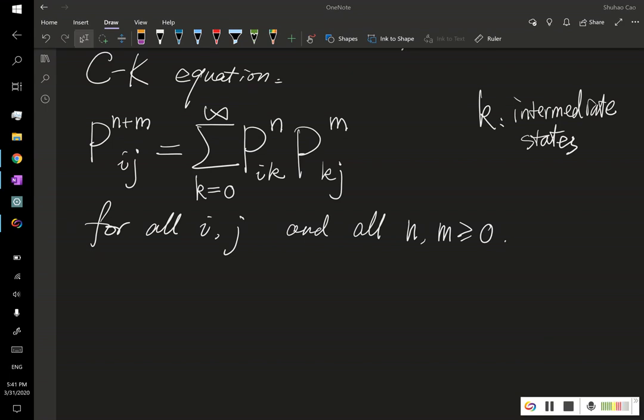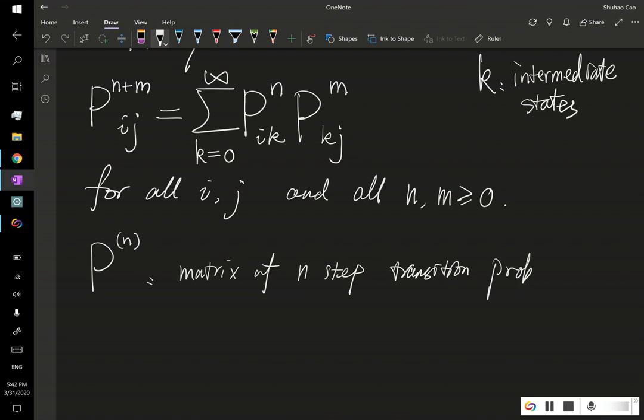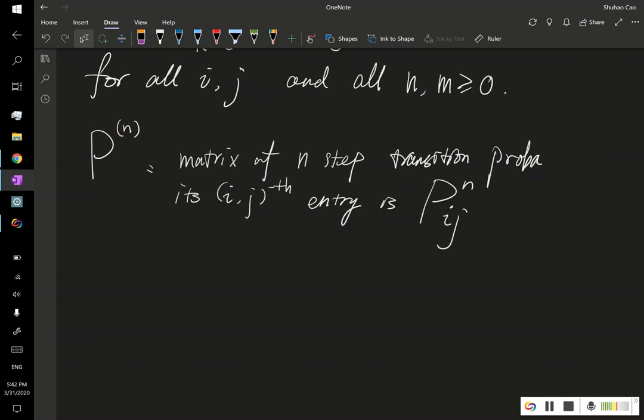So for those of you who are very familiar with linear algebra, you might find this formula looking very familiar. If we denote the transition probability as a matrix, for example, a matrix of n-step transition probabilities, i.e. its ij-th entry is the n-step transition probability from state i to state j. Then we have the following very elegant relation.